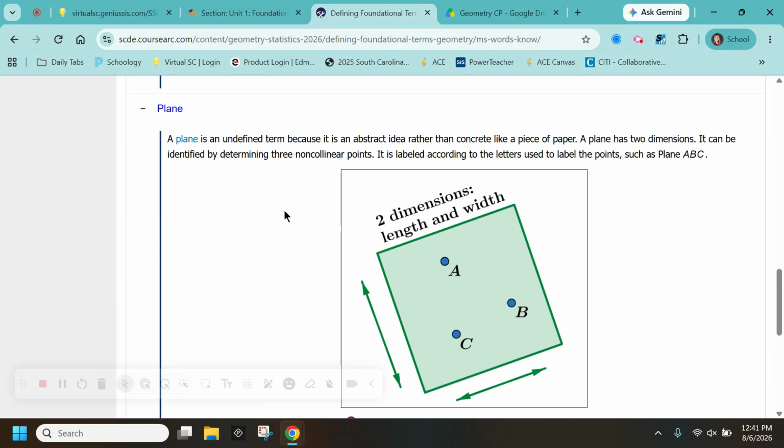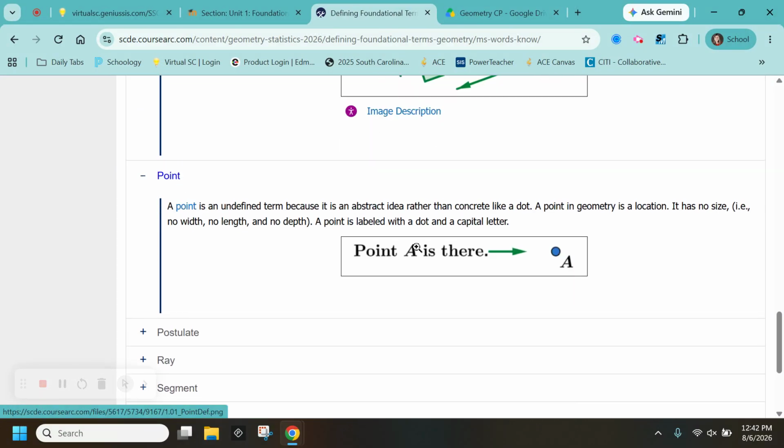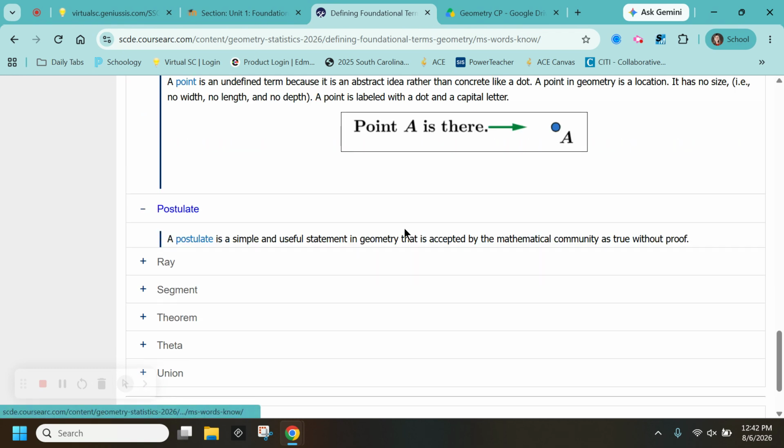Plane, another undefined term. This is actually two-dimensional. It can be identified by determining 3 non-collinear points. So we could call this plane ABC. A point, another undefined term. A point in geometry is a location. It has no size, no width, no length, and no depth. A point is labeled with a dot and a capital letter, so this would be point A.